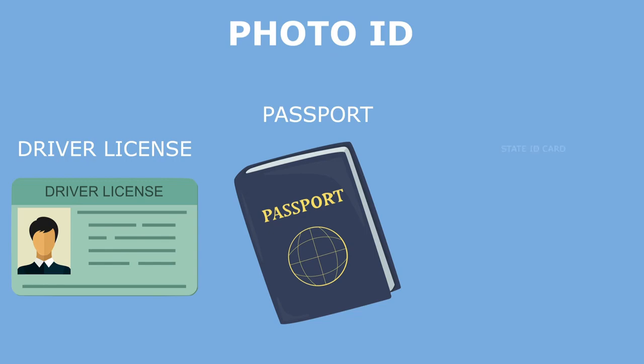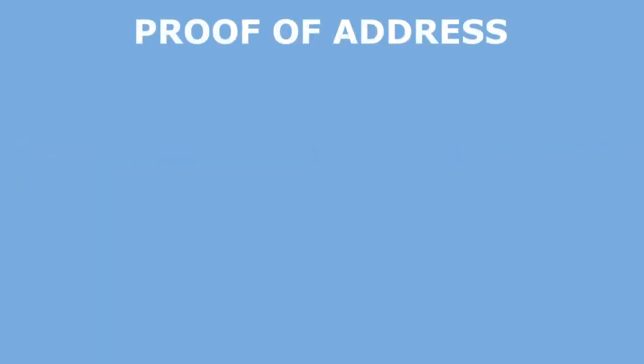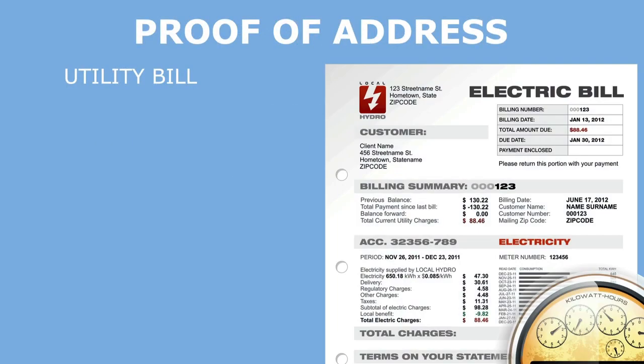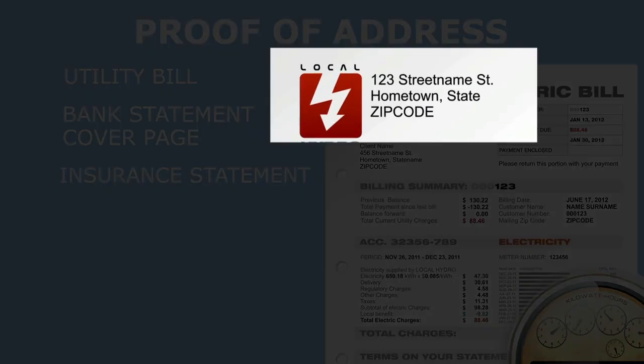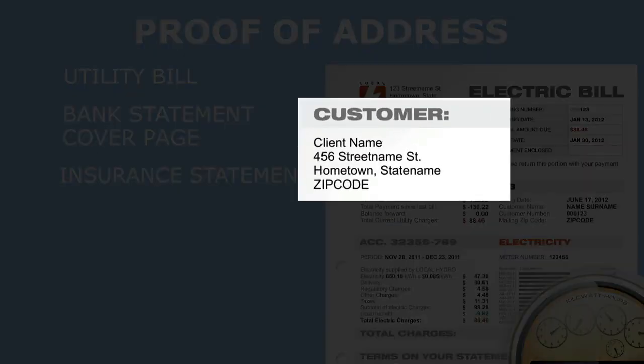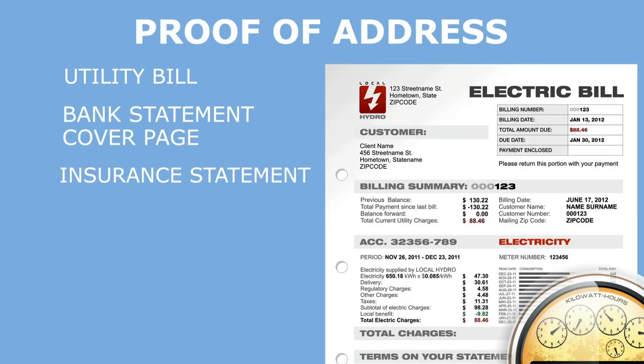Add a picture of a photo ID, such as a valid driver's license, passport, or state ID card. Your proof of address can be a recent utility bill or bank statement cover page, or an insurance statement. Your proof of address must contain their name and address and your name and current address. The DIY software will automatically attach your ID documents to every dispute letter you create.